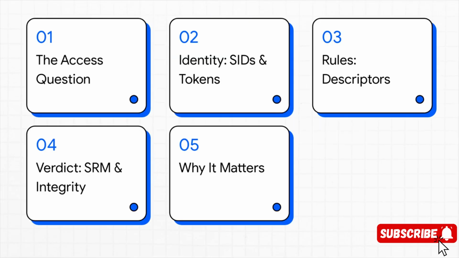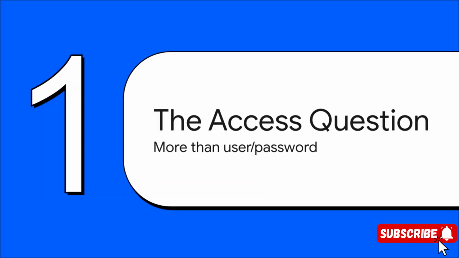So here's our game plan. We'll start with the basic question of access control. Then we'll look at your identity in the system. That's SIDs and tokens. From there, we'll cover the rules, which are called security descriptors, then see how the final decision gets made by the SRM. And finally, we'll tie it all together and see why this stuff really matters. First up, the access control question.